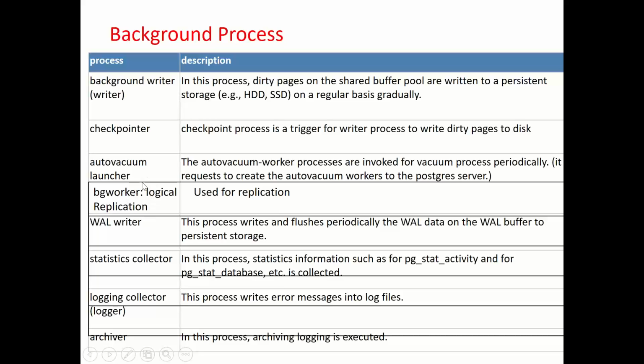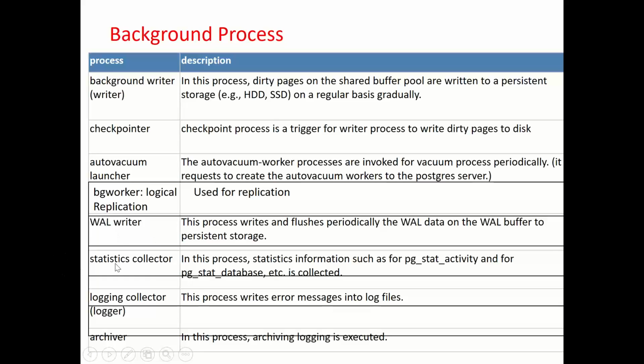One more background process is there, the bg worker process, that is used for replication. If you have configured any standby system, this process would be there. WAL writer is a process that is flushing the data from the WAL buffers to the persistent storage.